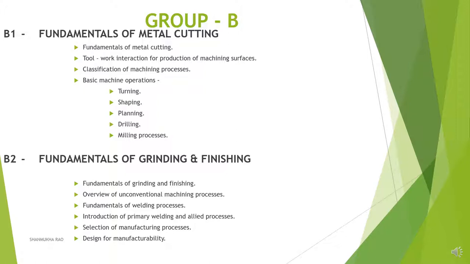The second section in Group B is about fundamentals of grinding and finishing, overview of unconventional machining processes, fundamentals of welding processes, introduction of primary welding and allied processes, selection of manufacturing processes, design for manufacturability.